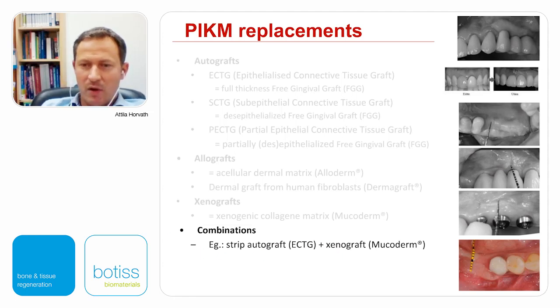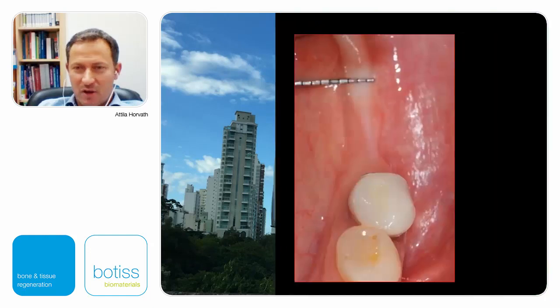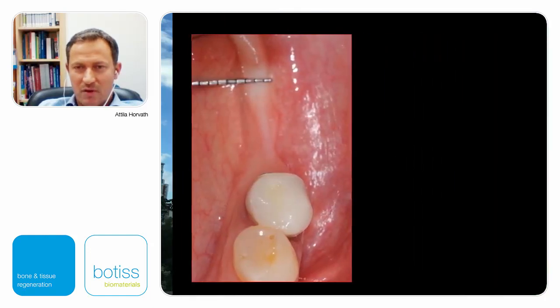So this is what I would like to show you: the combination of ECTG and mucoderm. We call it strip graft, and this is why we call it that, because this is a nice tower in Balneário Camboriú in Brazil. So this is like a strip, very high but very narrow. Maybe this is the origin of the strip graft.